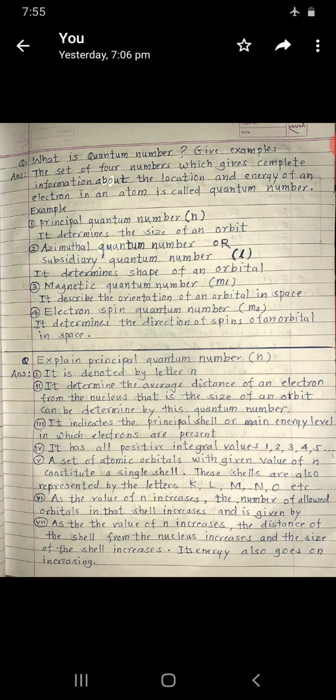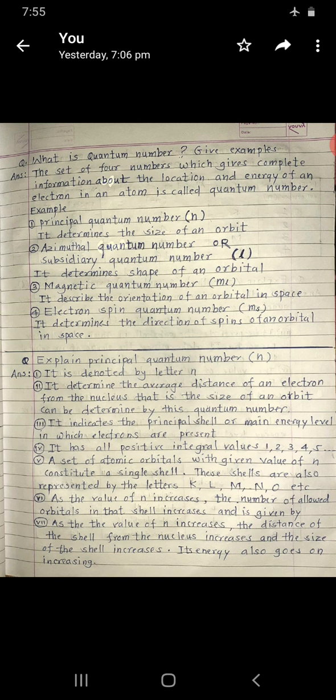So that is, it indicates the principal shell or main energy level in which electrons are present. It has all positive integral values 1, 2, 3, 4, 5, etc. This principal quantum number has all positive integral values 1, 2, 3, 4, 5 starting from the nucleus.